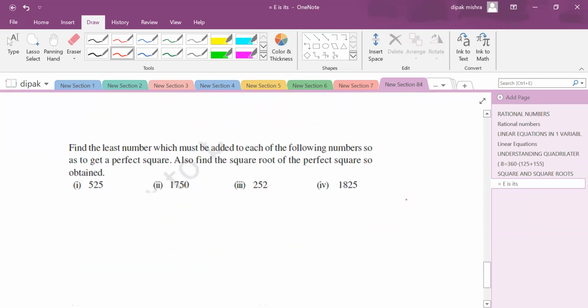Let's move on to the next question. Now, the same logic holds when you ask how much you should add. So I pick up a question which is a 2-digit number, and I pick up a question which is a 3-digit number.